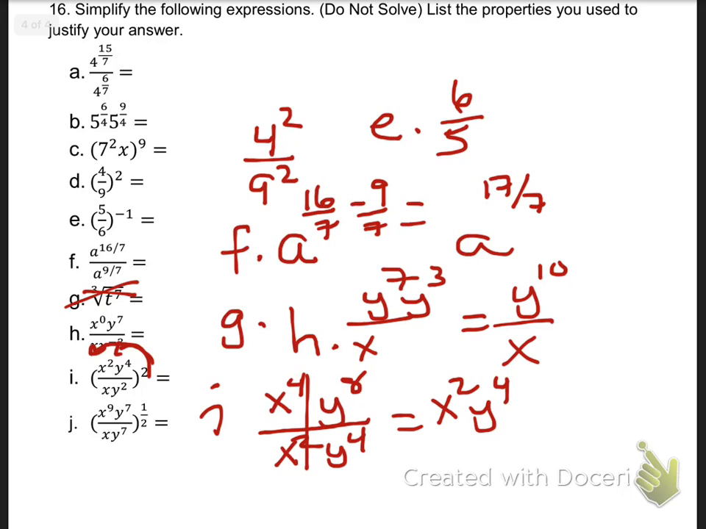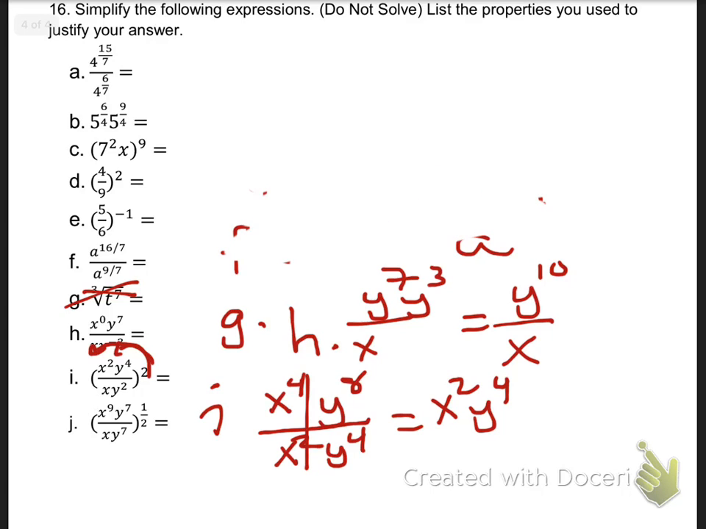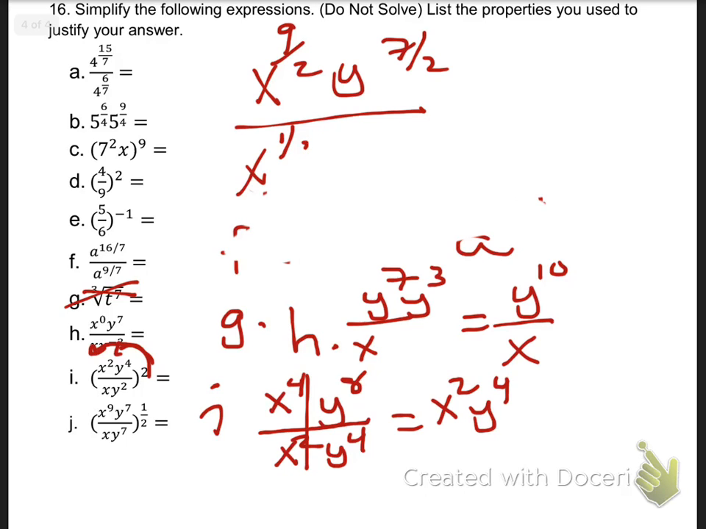Okay, let's go do J. I'm going to erase some of this here. Okay, so I'm raising it to the 1/2 power. All right, so that's going to be x to the 9/2 power. Y to the 7/2 power. Divided by x to the 1/2 power. Y to the 7/2 power.